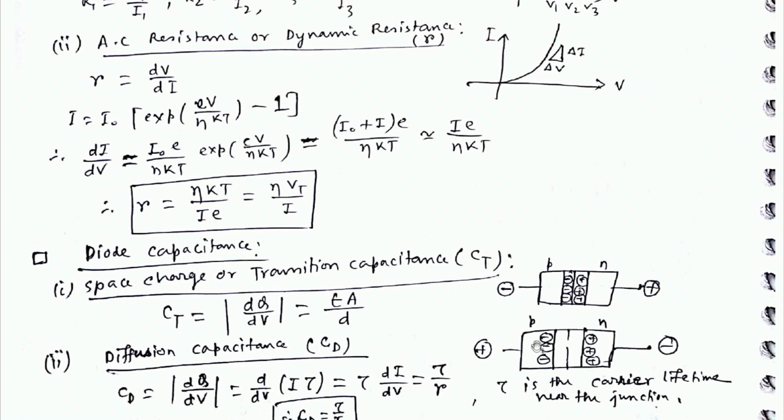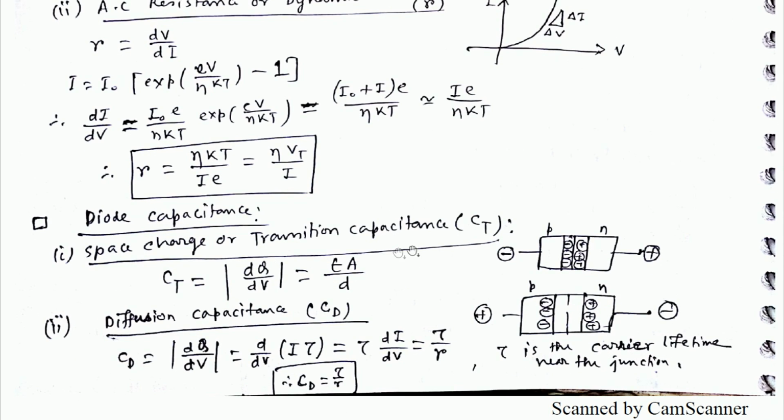Diode capacitance: space charge or transition capacitance Ct. If you have a PN junction, then you can see a depletion region which is depleted of mobile charge carriers, and you get space charge, negative and positive. These are space charges, and if you apply bias, then these space charges can be separated. Accordingly, you get space charge or transition capacitance Ct equals dQ by dV equals epsilon A by d. This formula is very important.